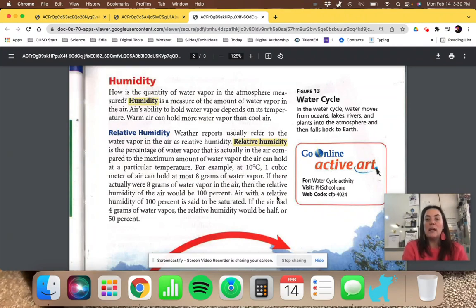Relative humidity is the percentage of water vapor that is actually in the air compared to the maximum amount of water vapor the air can hold at a particular temperature. It's a mouthful, but let's talk about that.